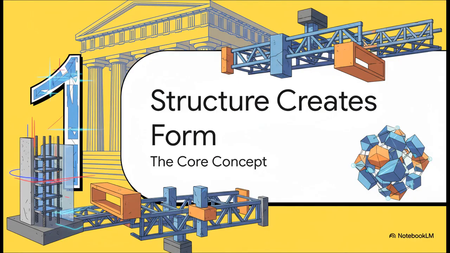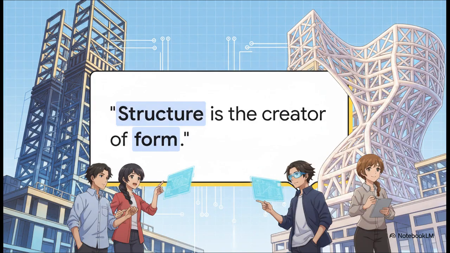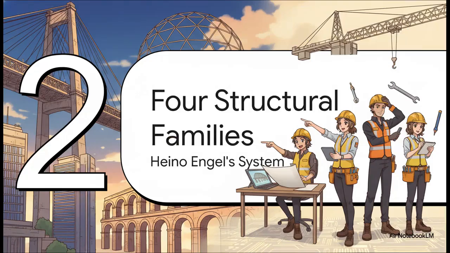Okay, to really understand any of this, we have to start with the most fundamental principle in all of architecture. This quote from the engineer Heino Engel is basically our key to everything. It completely flips the old way of thinking on its head. See, we tend to think a building's support system, its bones, is just something to be hidden away. But that's not it at all. The structure is the very thing that gives a building its shape, its character, and you know what? Even its beauty.